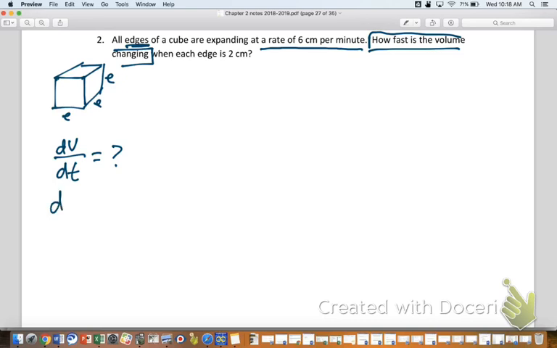Over dt? dE dt, rate of change of edge, yes. dE dt is the rate of change of the edges. And we know what this is. What is this?